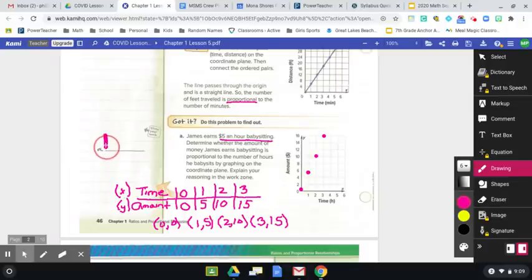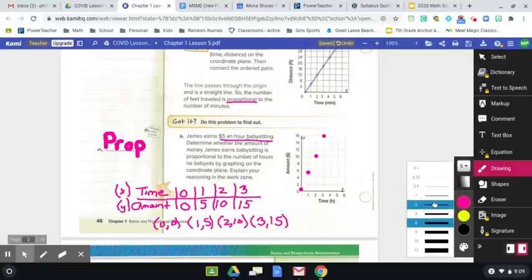So I'm going to come over here and I'm just going to abbreviate. Let's come back here. So it's proportional. I'll abbreviate there. And when it says explain your reasoning, you can explain, I mean, this is showing the work and showing the graph. That's one way to explain.